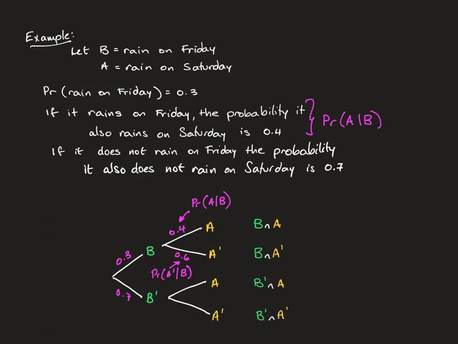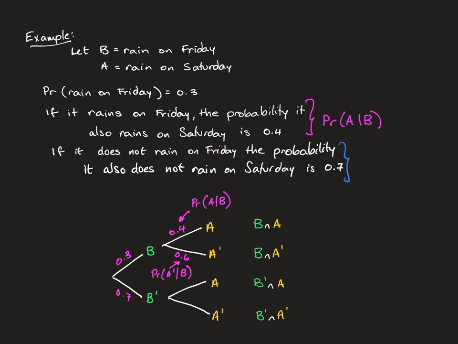And so you can see that there's lots of conditional probability statements. Every single one of these calculations or these numbers here is actually a conditional probability. So let's just fill in the last bit. It says if it does not rain on Friday, so which is this one here, the probability that it also does not rain on Saturday is 0.7.